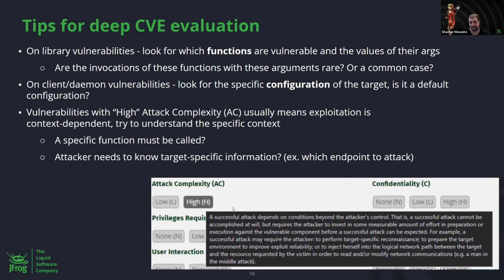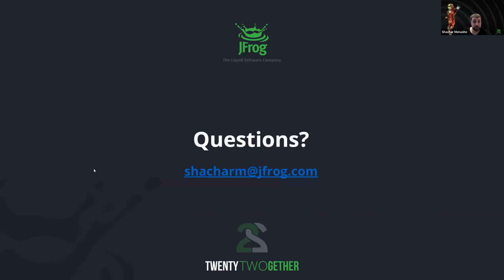And what it says on the CVE research side is that you have to understand if a specific function has to be called for the CVE to be exploitable, or specifically what target-specific information is relevant. And then if you're blue team, after you figure that out, you'll know if you're vulnerable. But this is a highlight for you to say, okay, I need to look at this deeper. If attack complexity is high, in 99.9% of the cases, it's not exploitable on the default config and on the default context. Yeah, so that's pretty much it.